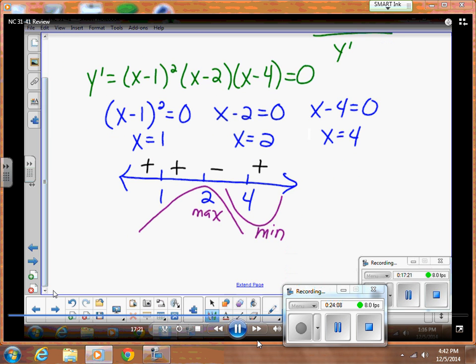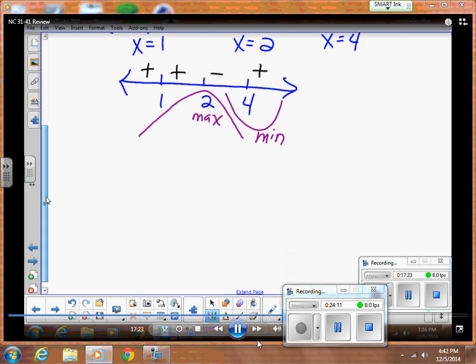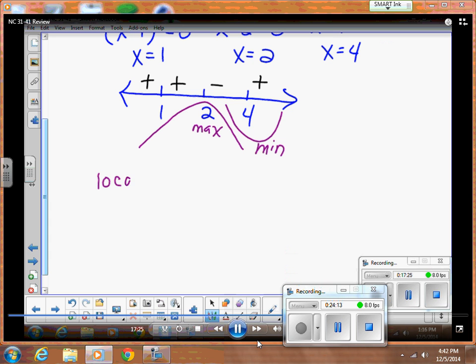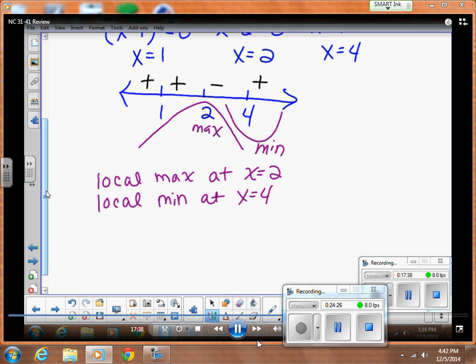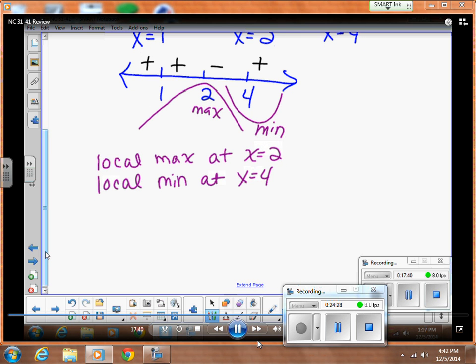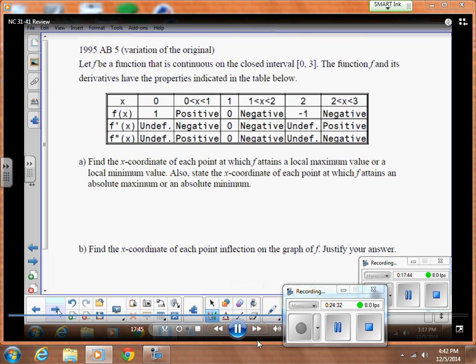It's a local minimum. Now, this problem just asked you to find the x value where there was a local min or max. So you didn't have to go back and plug in because we didn't have the original function anyway. So local max is at x equals 2 and local min is at x equals 4.